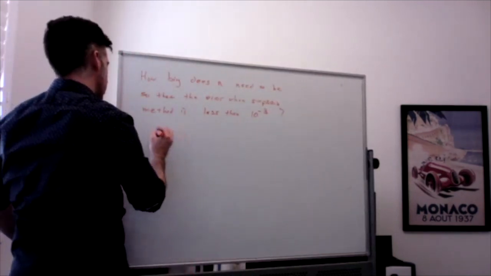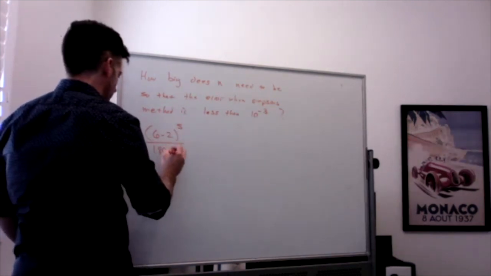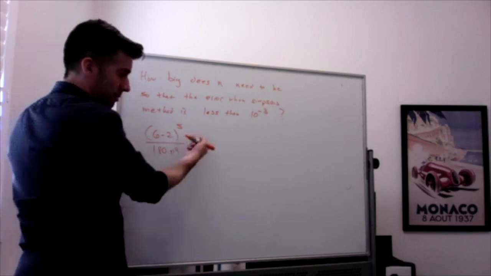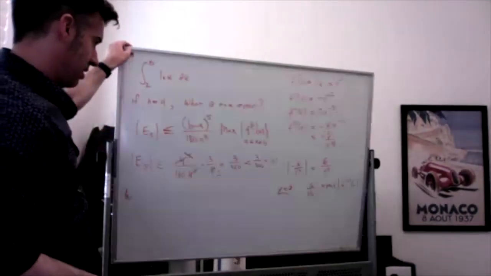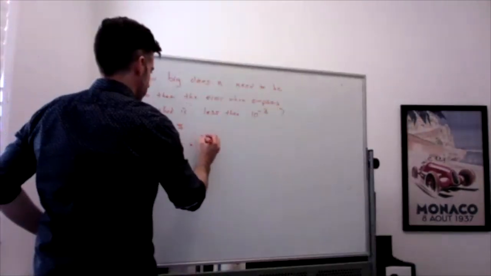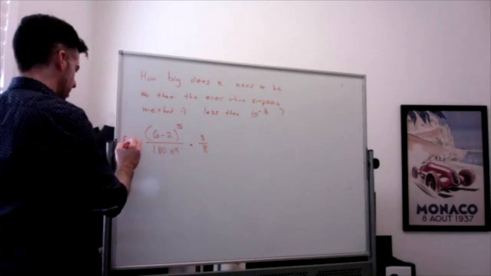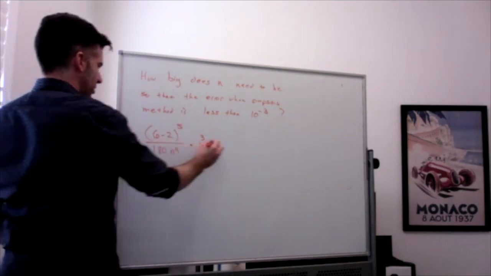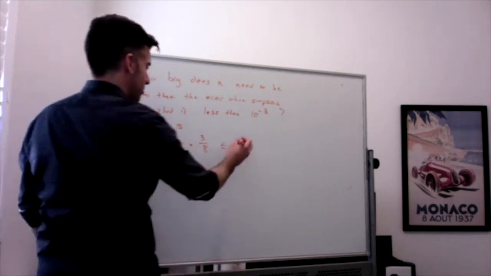6 minus 2 to the 5th divided by 180 n to the 4th times that maximum value we just found, which was what was it? 3/8, right? 6/16, yeah, 3/8. That's the error using the Simpson's method. And I want that to be less than or equal to 0.001, which is 1 over 1,000.